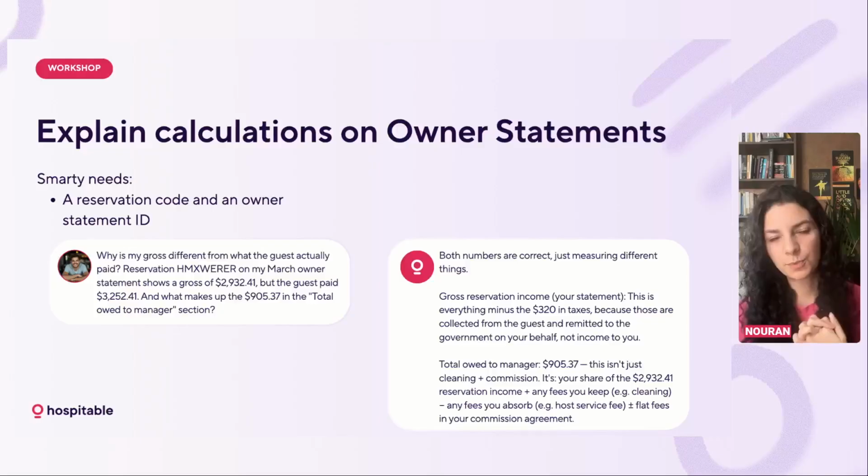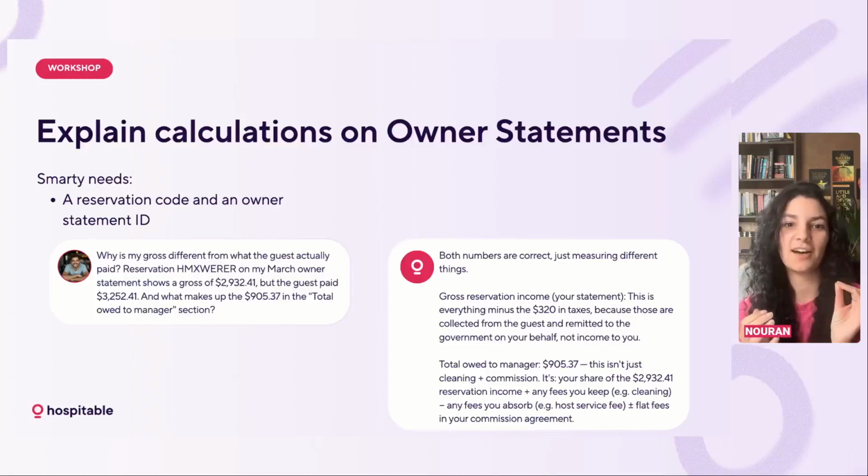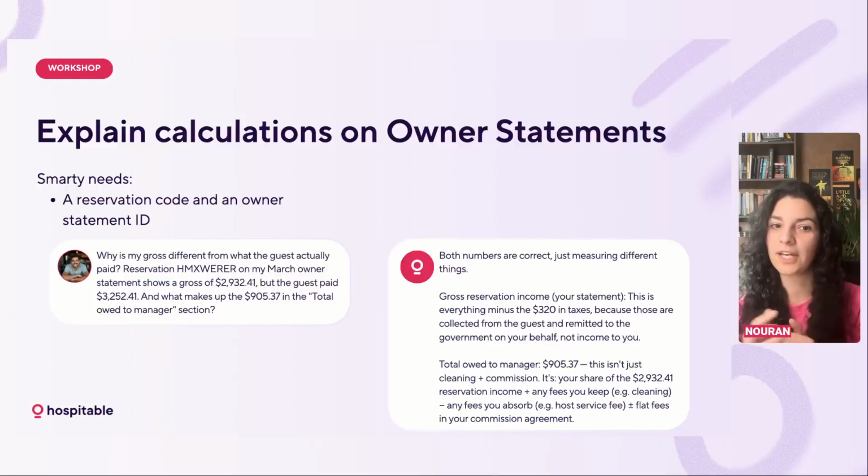And so this one's super interesting. Typically, it will require both the reservation code and the owner statement ID, which you can get from the URL at the top when you see the owner statement, and it can be really, really specific. And so this is an example where someone was asking around a reservation and said, hey, why does this statement show this amount of money when the guest paid a different amount of money? And what's adding up to the total that's owed to the manager? What are the elements of that?